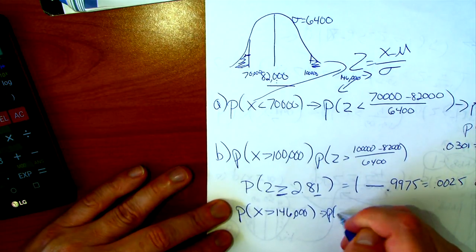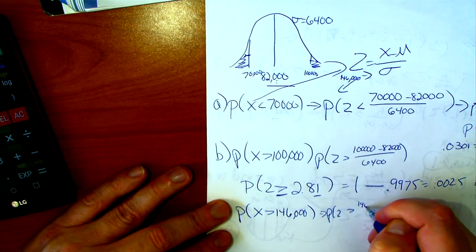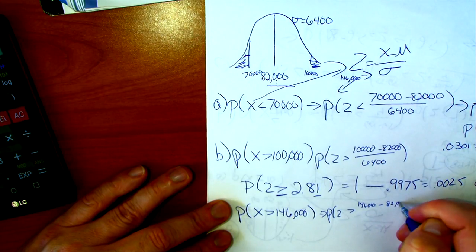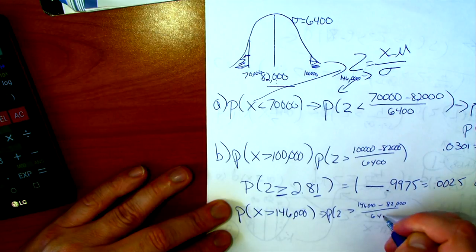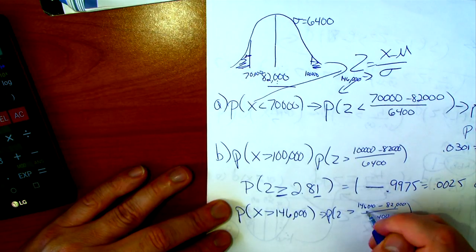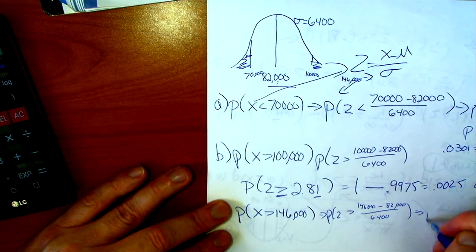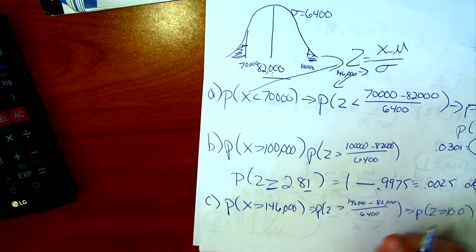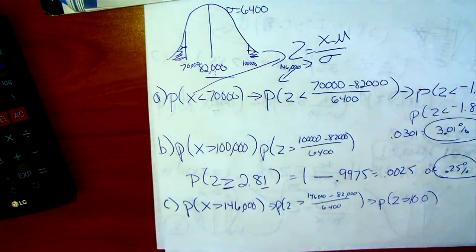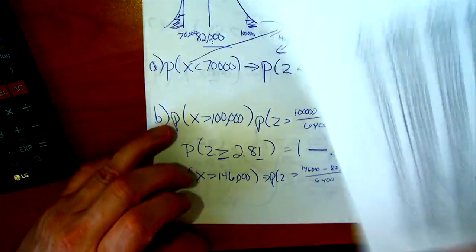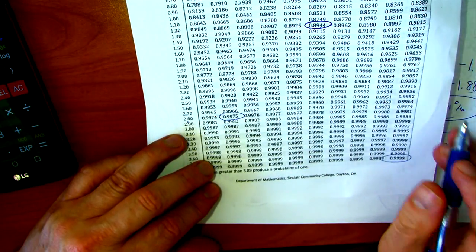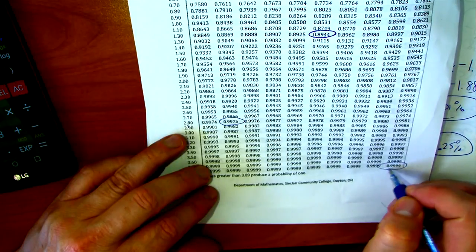The probability that z is greater than 146,000 minus 82,000 divided by 6,400. That gives me 64,000 divided by 6,400. Probability z is greater than 10.0. So you may say, all right, let's look up 10 on our chart. And we'll notice it only goes up to 3.89.